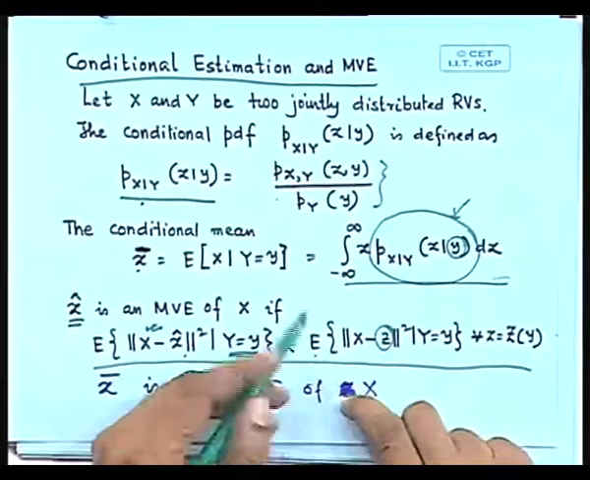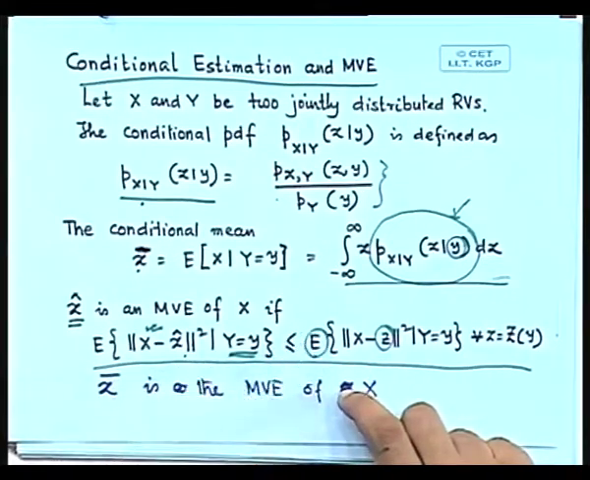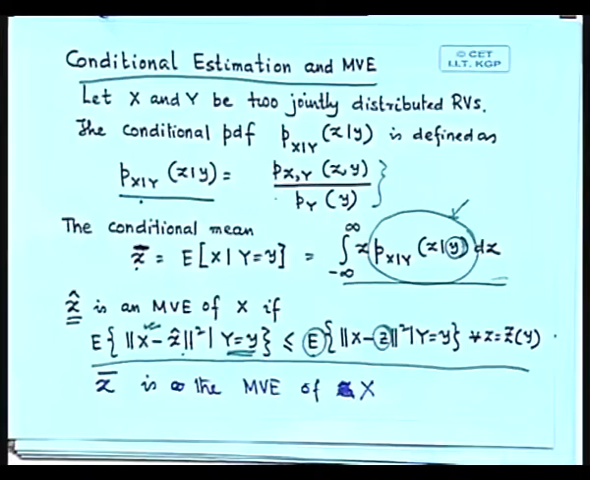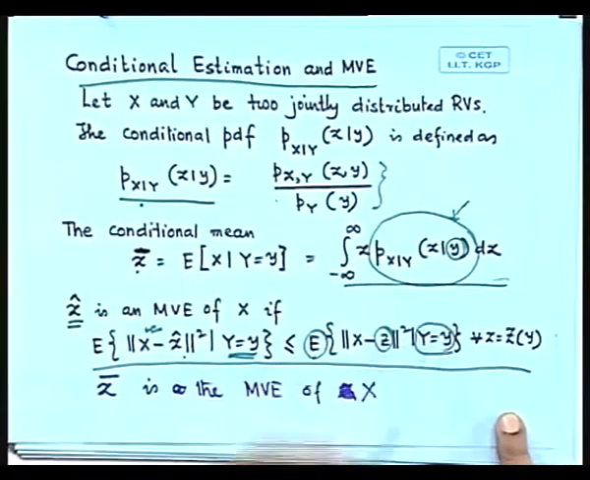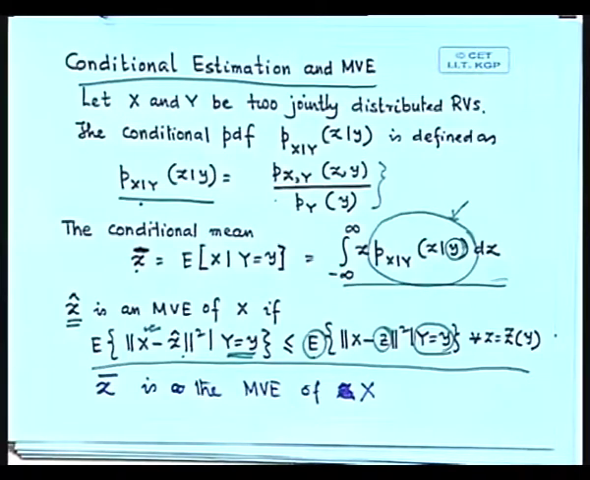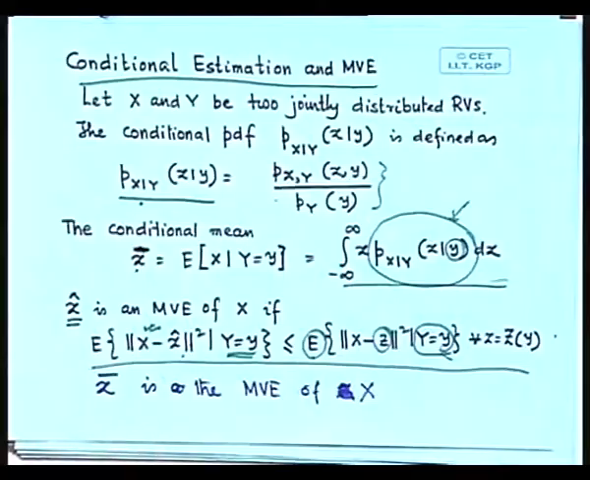Now what is this expectation? This expectation is over what? Expectation is always over something. This expectation is over x, obviously. Why? Because y is frozen. There is no question of expectation over y. Y has already taken a value, small y. Small y is a number.